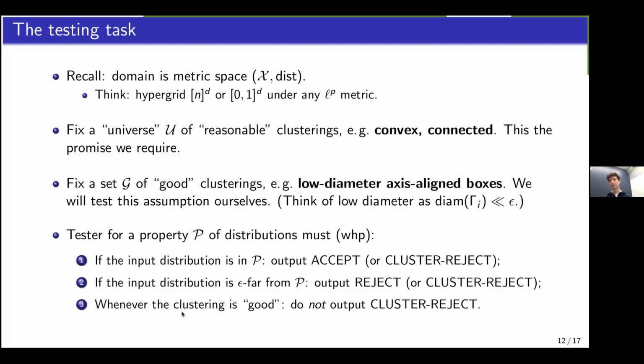So now why can't it just always cluster reject and be a valid tester? Because of the third criterion, which is if the clustering is in fact a good one, that is, it comes from a set G, then the algorithm must not output cluster reject. So it has to actually say accept or reject. That is, it has to say something informative about P. So if you combine these three criteria, you get something that is informative as often as possible, essentially. But on the other hand, it is not fooled by the labeling mistakes. It just decides that it cannot give a reliable answer.